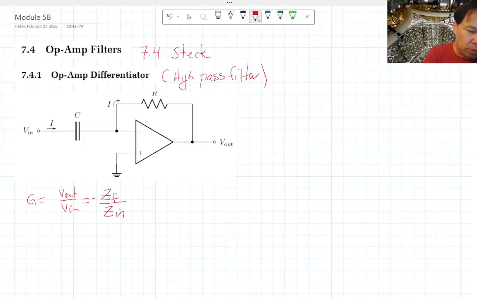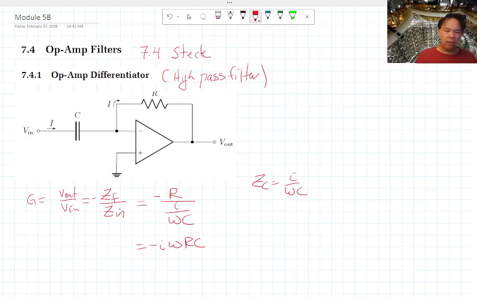Okay, so what's the impedance of this feedback part? Well, there's just one component there, that's R, right? And the impedance of a capacitor, as you remember, is 1 over i omega C. So we're going to have a fraction inside a fraction. Okay, and this is going to be negative i R. Well, I'm going to put the omega in front, omega RC.